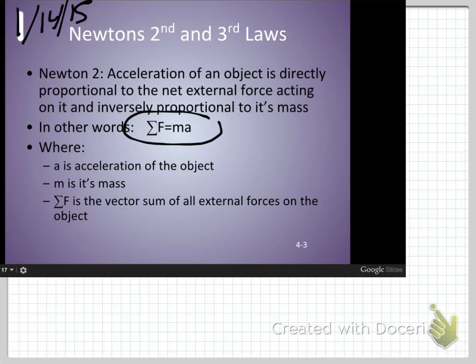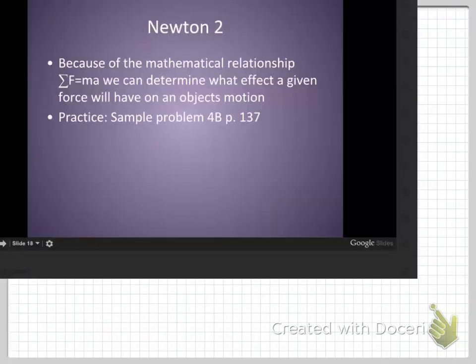And it's really net force is equal to mass times acceleration, but, you know, the sum of all the forces on the object in all directions is equal to its mass times its acceleration. And where we show that sum of F, that's the vector sum, so it's the net force. Okay, so, bullet point one, duh, because there's this relationship, we can figure out any one of the three pieces. So we'll go ahead and go to the sample problem on 137.